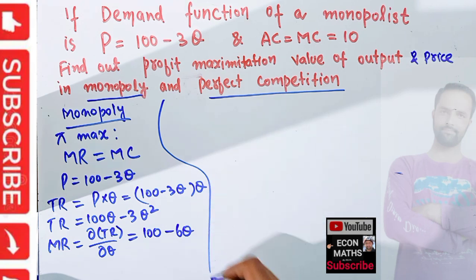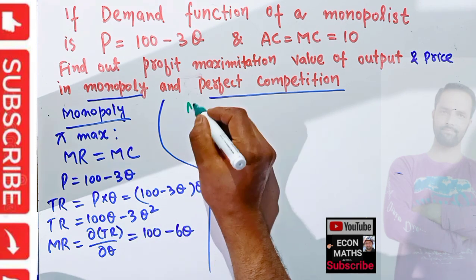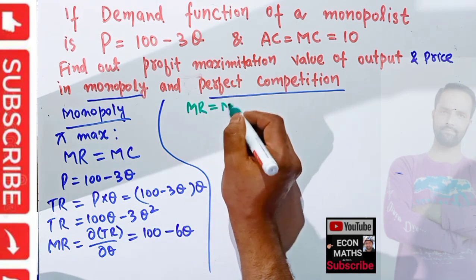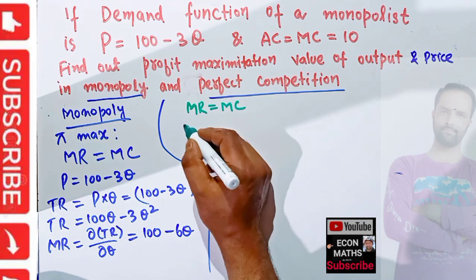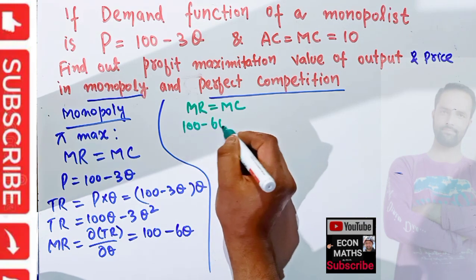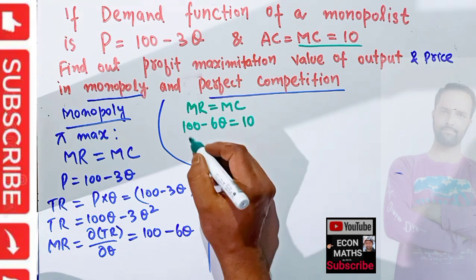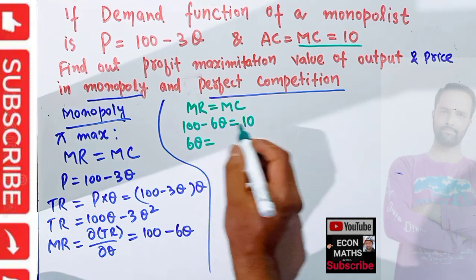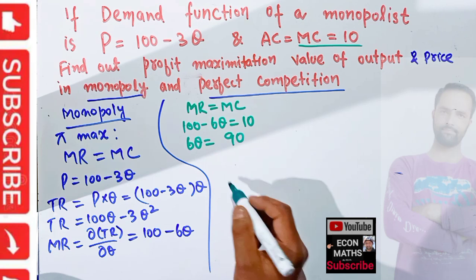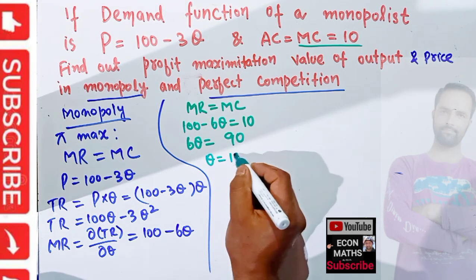So profit maximization will require marginal revenue to be equal to marginal cost. Marginal revenue is 100 - 6Q, and it should be equal to marginal cost, which is given as 10. That gives us 6Q = 100 - 10 = 90. Dividing both sides by 6, Q will be equal to 15.